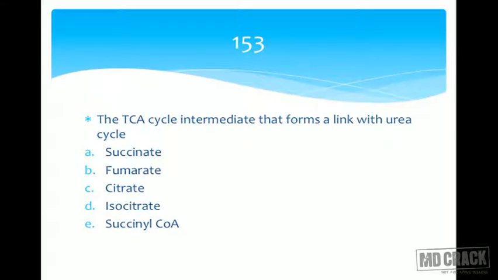The TCA cycle intermediate which forms a link with the urea cycle. You should have got the answer. It is fumarate. Now, how is it possible that it is fumarate?